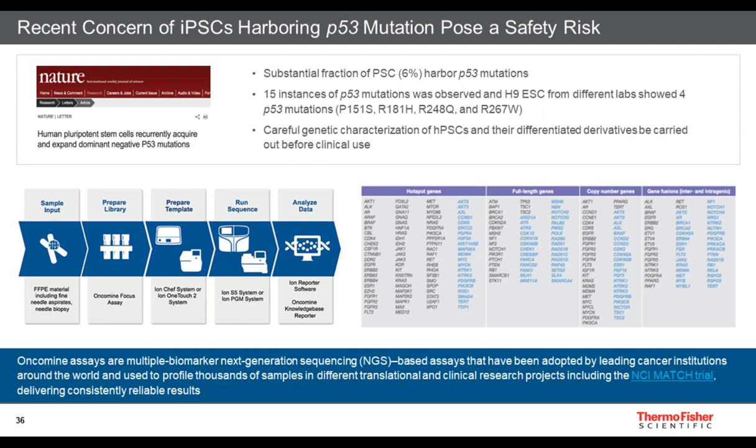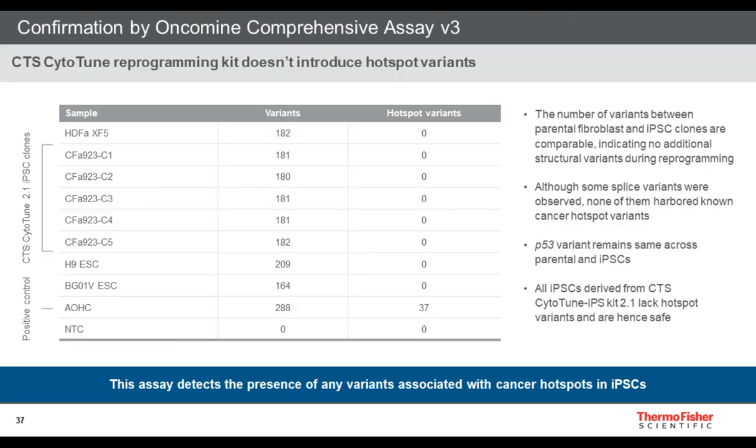So as you can see here, we have a number of hotspot genes, full-length genes, copy number genes, and gene fusions that are evaluated in this Oncomine assay. So this is something that we get a lot of questions about for the p53 mutation risk, and we do have something to help you with that evaluation when you're ready for that step.